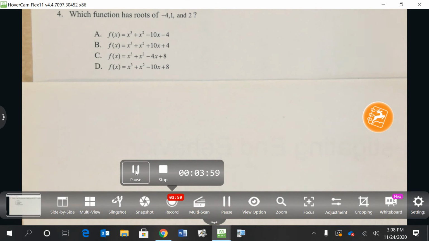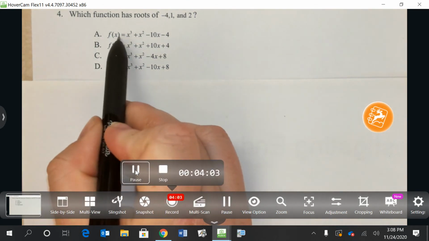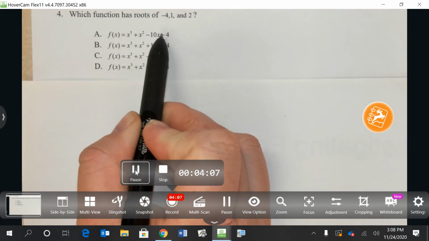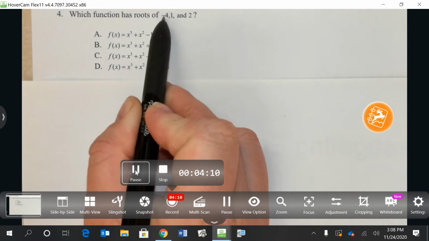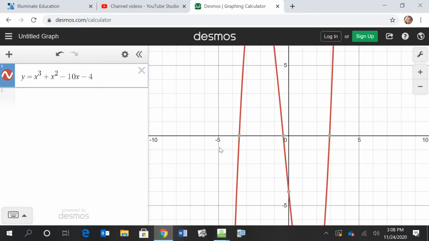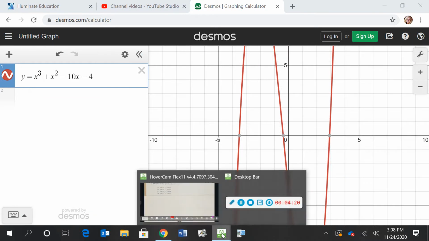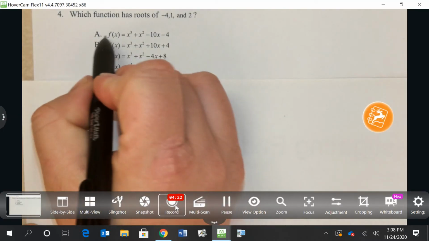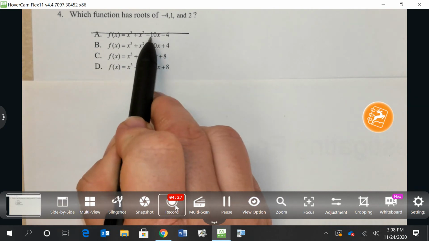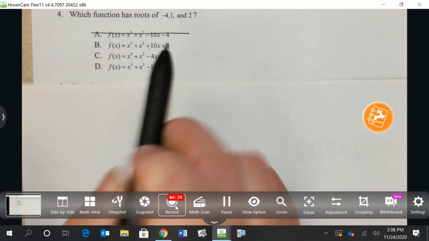We also could do long division. A way to check visually would be to plug this into Desmos and find out whether the real roots, also known as the x-intercepts, are -4, 1, and 2. So let's start with A. I put in A, and nope, I can see that one of the roots is not exactly -4, which means I can eliminate A. So I'm going to eliminate A, and now for option B, the only thing I have to change is I'm going to make the 10 positive and the 4 positive.